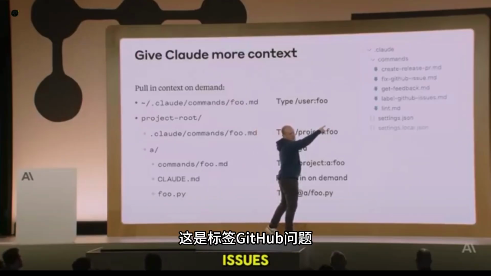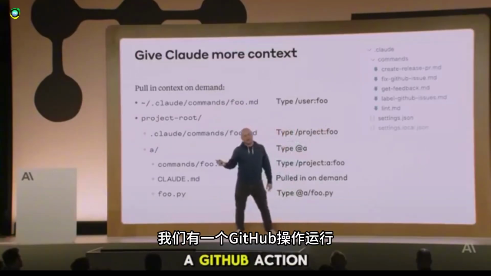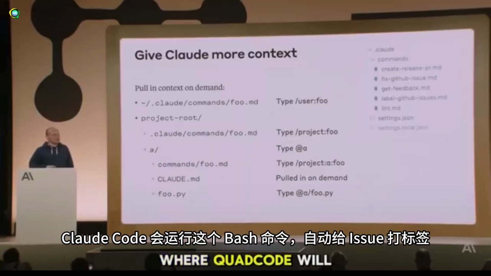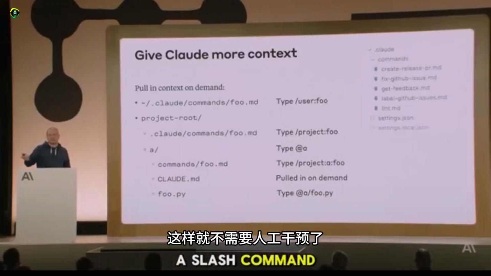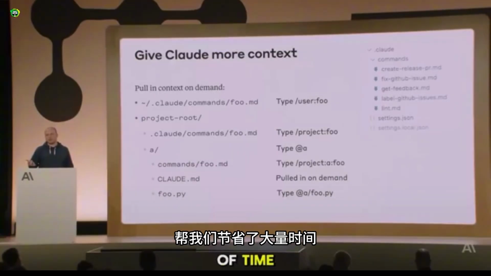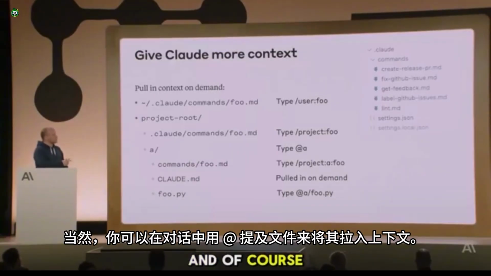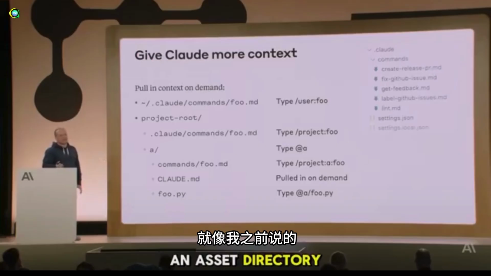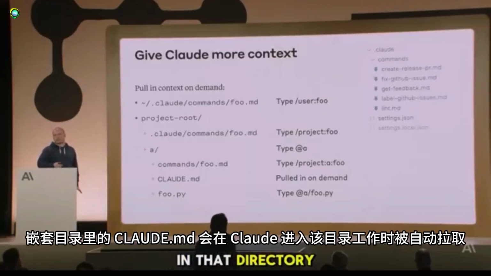It's labeled GitHub issues. And we have a GitHub action running, the same one we talked about this morning, where Claude Code will run this command, and it's just a slash command. It'll run, and it'll label the issues, so humans don't have to. It just saves us a bunch of time. And of course, you can @mention files to pull them into context. And like I said before, ClaudeMDs in a nested directory get pulled in when Claude works in that directory.